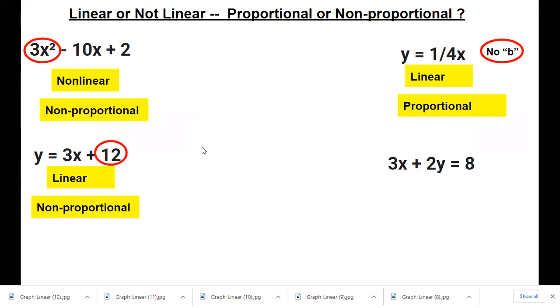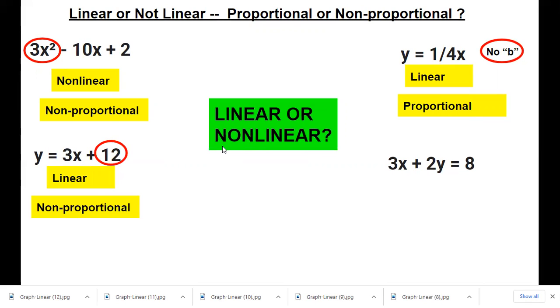Okay, how about this one? 3x plus 2y equals 8. Linear or non-linear?